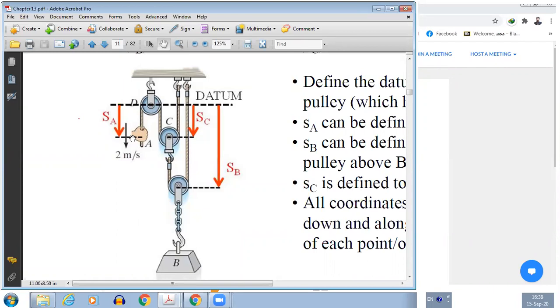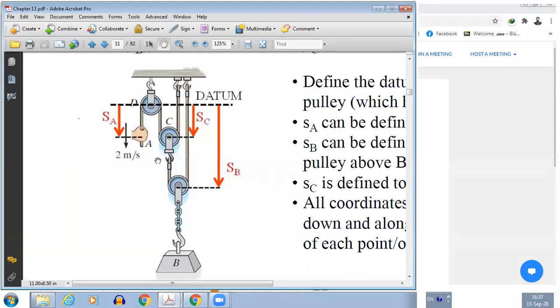Najwa said negative. Why? I don't know. So let's discuss. If it was moving upward, yes, then it is negative, yes. Okay, point number 3 is done.